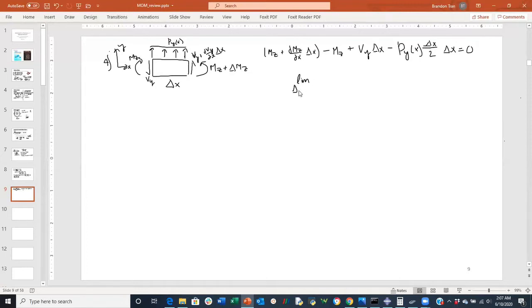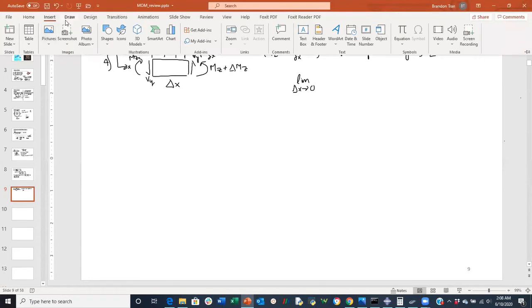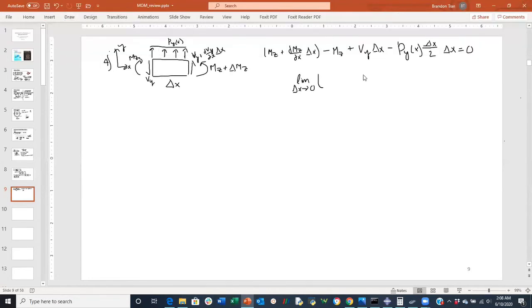Okay, so essentially, if you simplify this and then take the limit as delta x goes to 0, because we want to evaluate the behavior at this element with the smallest element possible, we take this whole thing and simplify it. We would yield the following: partial moment about the z-axis with respect to x is equal to negative shear load in the y direction.